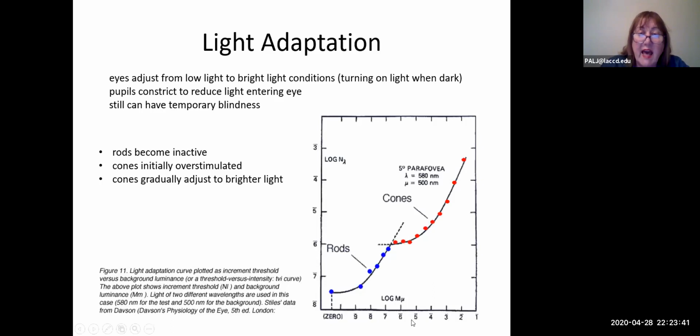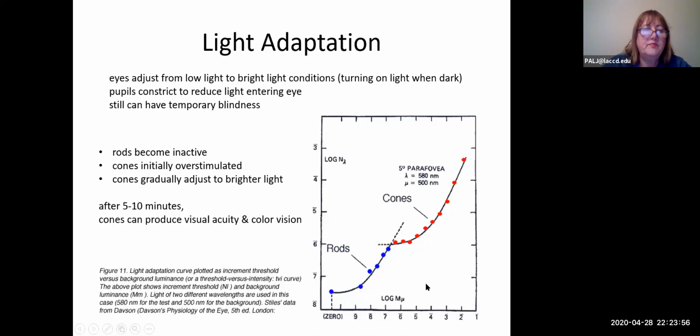So what is happening is, as soon as there is that light, those rods are going to become inactivated. And initially the cones are oversensitive, and then they'll gradually readjust to the light. Okay, so that's all that's showing. Okay, so after about 5 to 10 minutes, the cones, remember, they're faster. It took us a full 20 minutes for the rods to fully adjust to the dark, although it was like 7 minutes to kind of get things going. After 5 minutes, the cones are pretty good. After 10 minutes, they are fantastic.